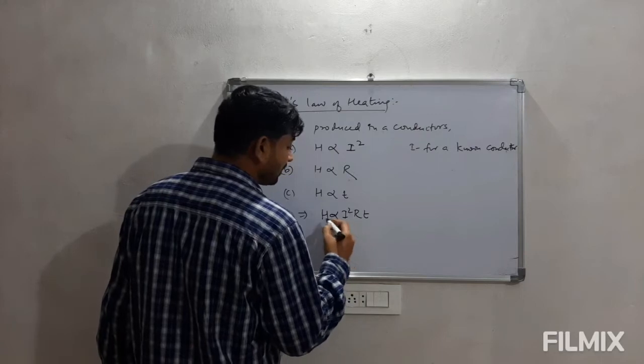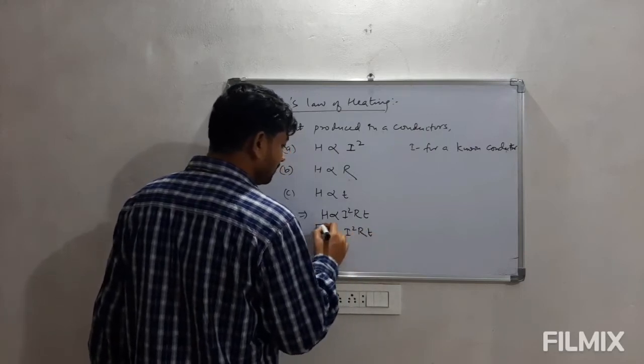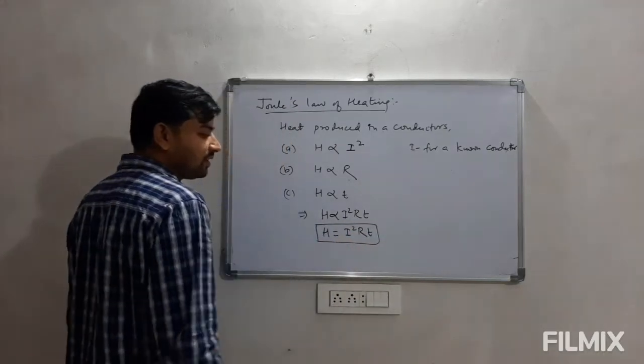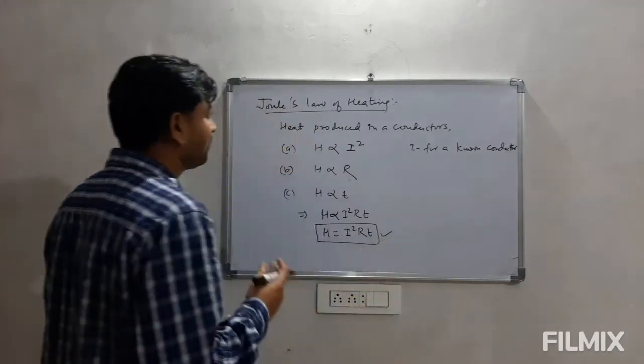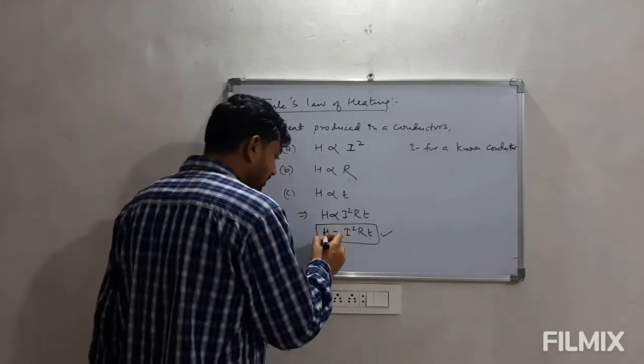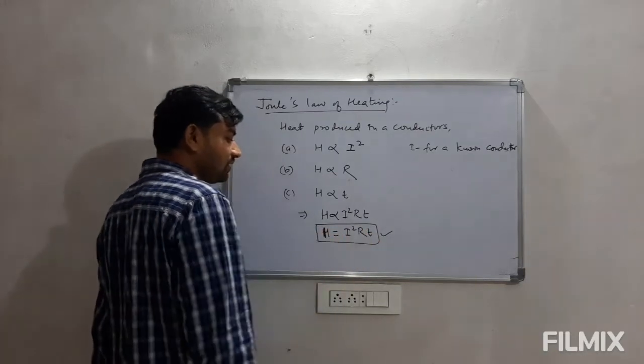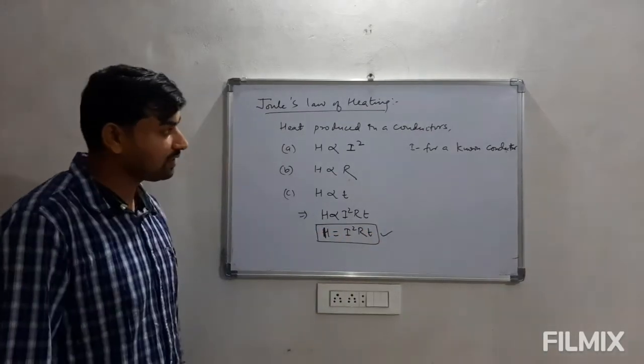When we remove the proportionality, we take the constant as 1. So here we have H is equal to I square RT, and this gives us the relation of Joule's law of heating. Wherever we need the relation between current, resistance and time, we will be using the relation of heat, that is I square RT.